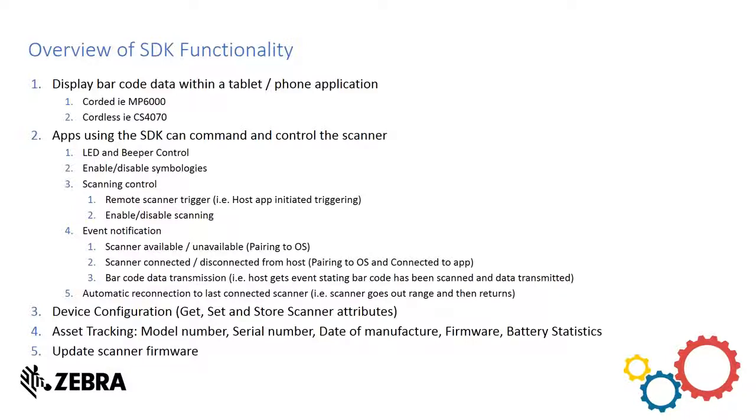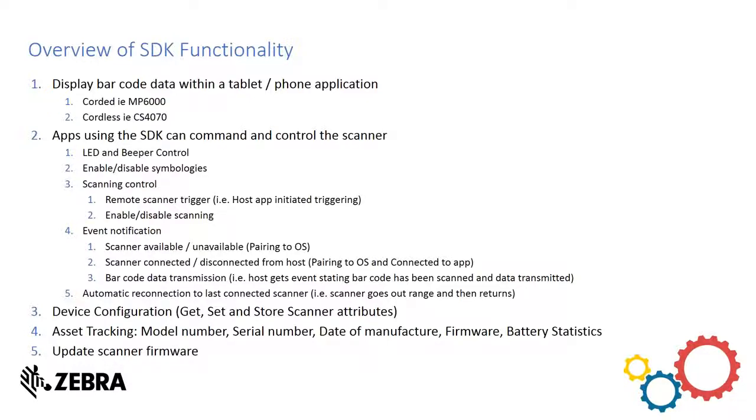You have scanning control. So you can remotely trigger a scan, and I'll demonstrate that. So a button on your phone or your tablet or your computer could trigger a scan. Or you can enable and disable scanning also, where all scanning is turned on and off. We also have event notifications. So if your scanner is available or unavailable, that's meaning paired to the OS. If your scanner is connected or disconnected, so it's not only paired to the OS but connected to the app, you have knowledge of that. If you scanned a barcode, you have knowledge of that. So your scanner has scanned a barcode, your phone or tablet will know that you've actually scanned a barcode.